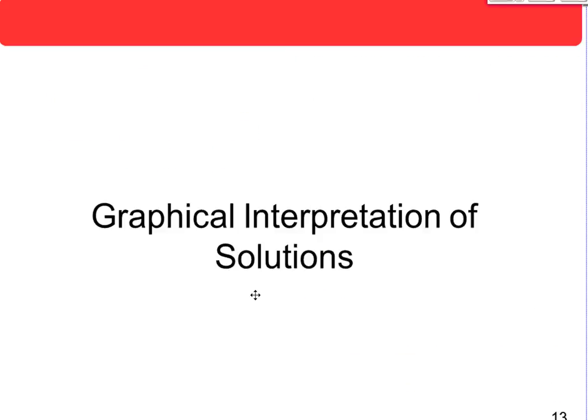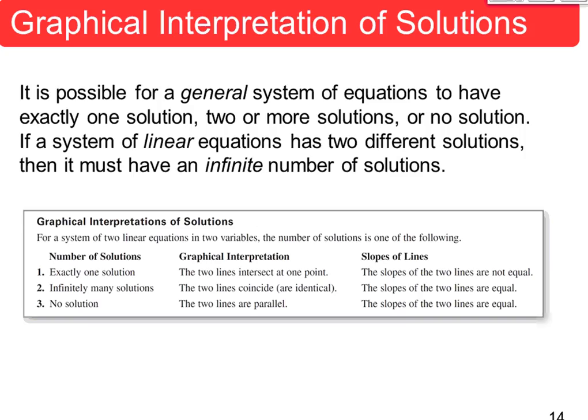The graphical interpretation of solutions. For this one, it's just really a matter of using that graph to help us decide the situation that we have for the number of solutions. So it's possible for a general system of equations to have exactly one solution where the lines intersect, two or more solutions where they are the same line, essentially multiples of each other, and also having no solution is the other situation. So just make sure that you're aware of this. You might want to write something down.